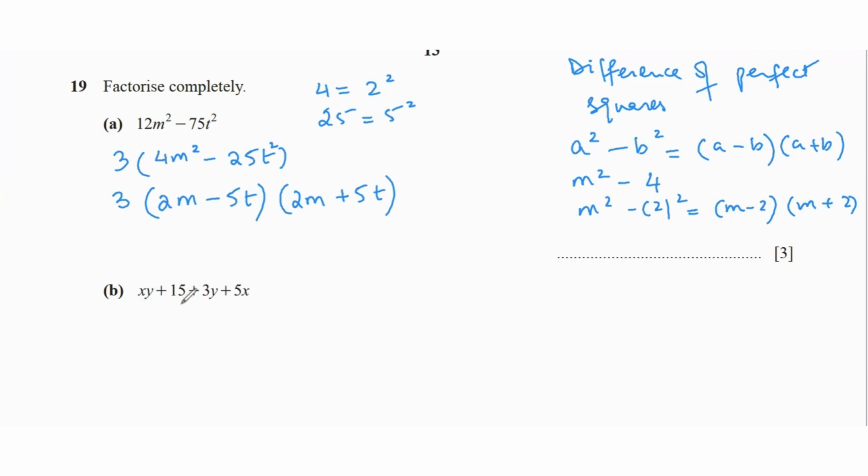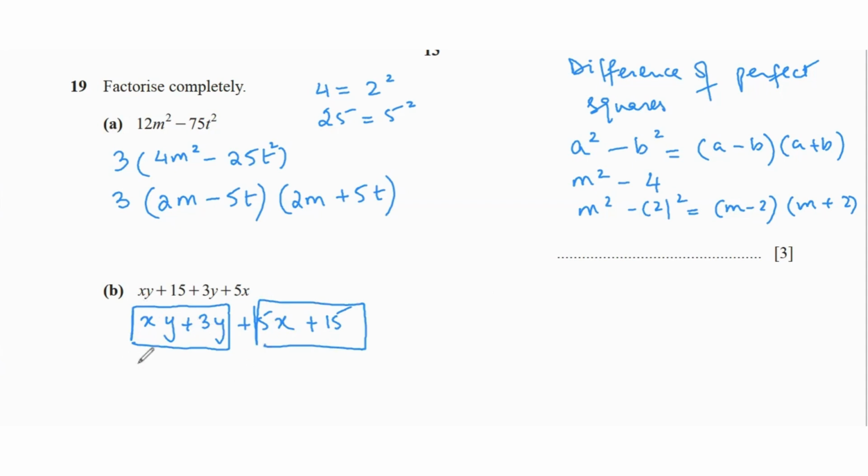Part B says xy plus 15 plus 3y plus 5x. In this case, we can't add or subtract any of these terms because all of them are unlike terms. So what we can do is rearrange them and write xy plus 3y plus 5x plus 15. Now, as you can see, we can factorize these terms by making two groups. This is one group, and this is the other group.